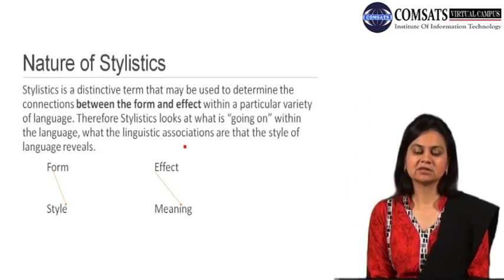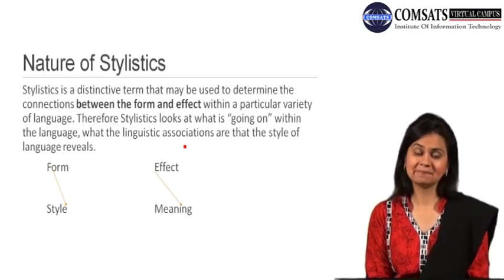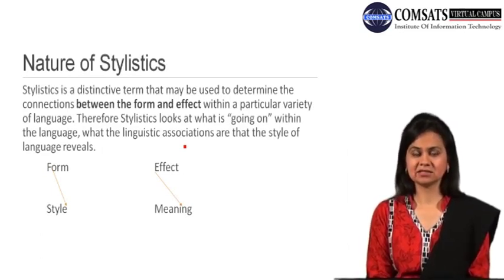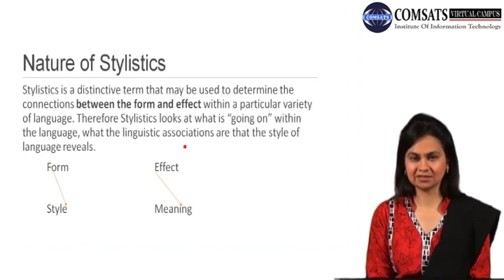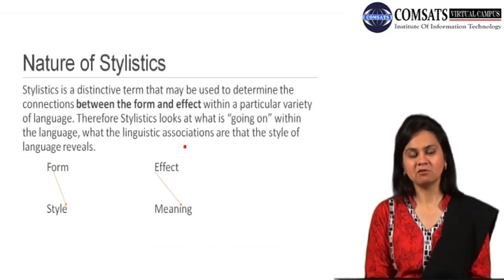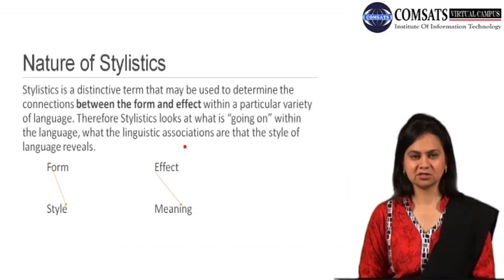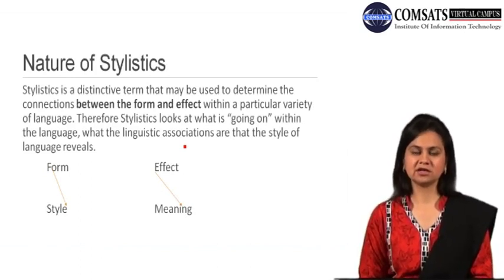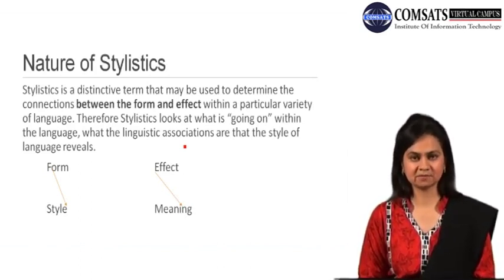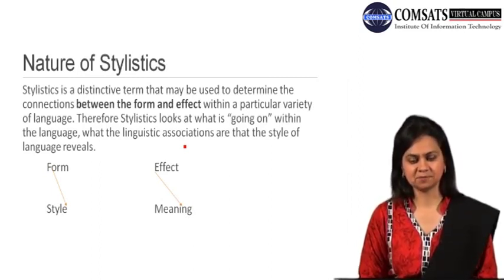Therefore, stylistics looks at what is going on in a text, which means what is happening in a text. Text is something that is not a static thing. It is a process. It is a product which is composed of various elements, which is a combination of various elements. When a text or a literary piece is not something static, is not something that has been composed of a single element, it demands very much scientific investigation.